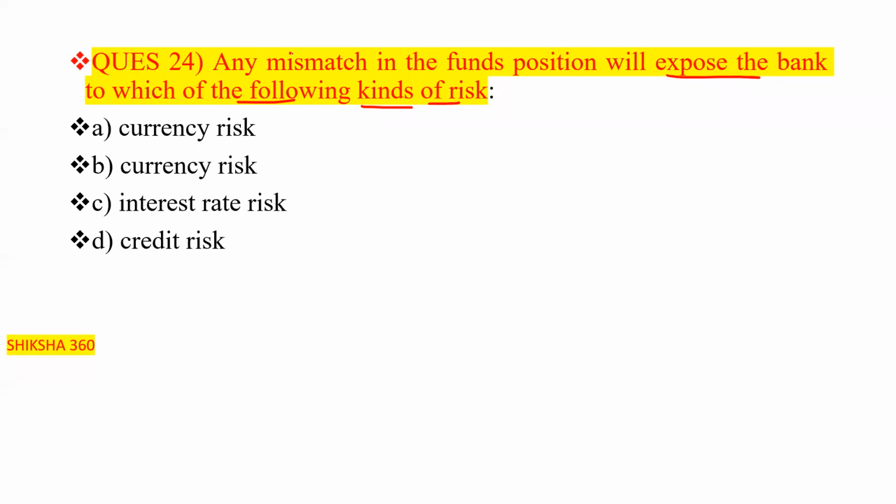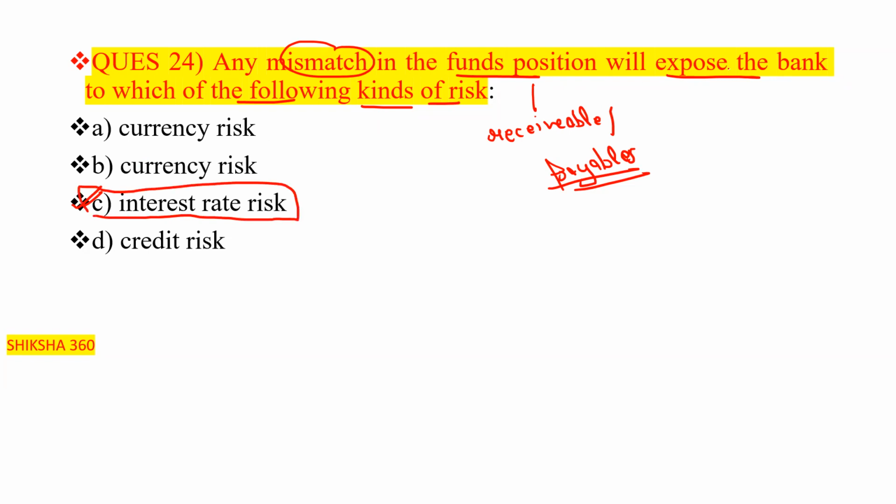Any mismatch in the funds position, either in the receivables or in the payables, will expose the bank to which of the following kinds of risk? That is the interest rate risk, clear. So this one is the answer here, the interest rate risk, which comes from the mismatch in the funds position.